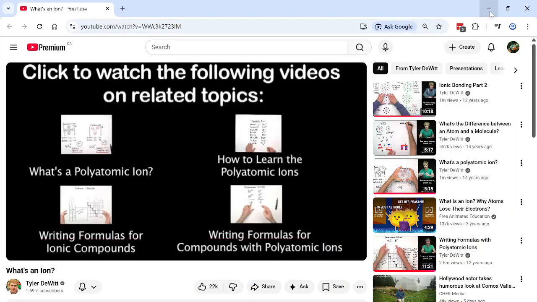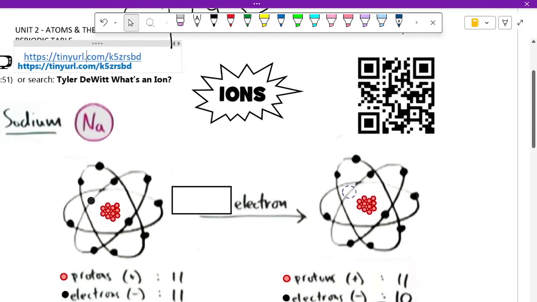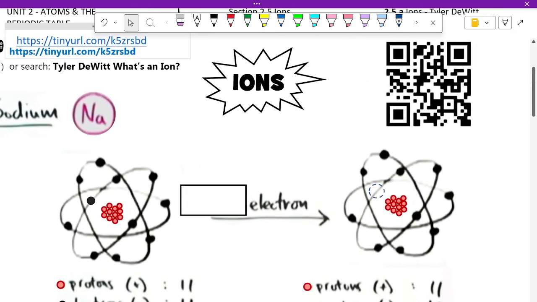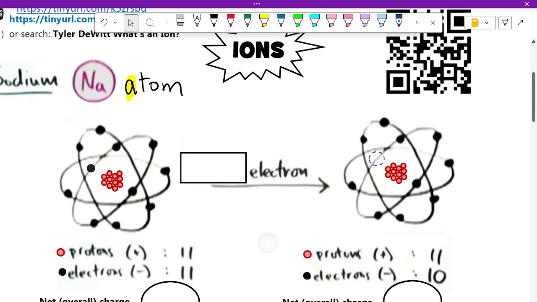So let's go through that and make sure we didn't miss anything. All right. So if you missed anything, don't worry. We had our sodium atom. And what did it do when it became an ion? Did it gain an electron or lose an electron? It lost an electron. So we lose one electron. And it was actually this one here. This one was like, bye-bye. Okay, and you can see that it is now missing there.